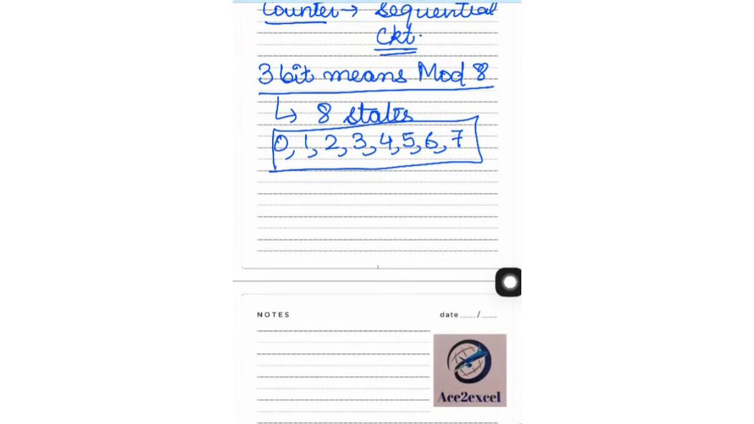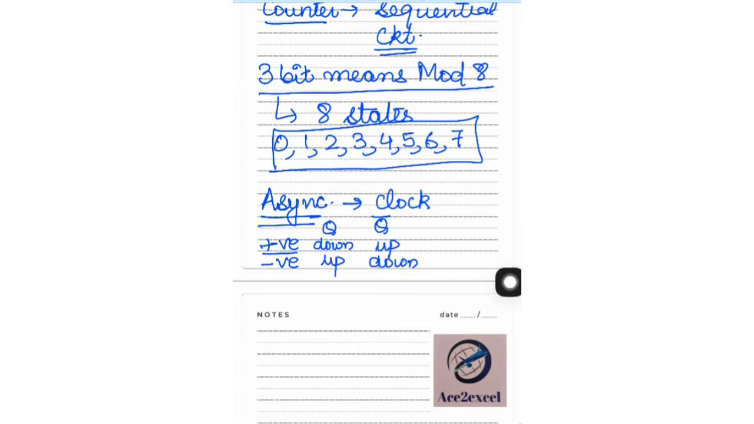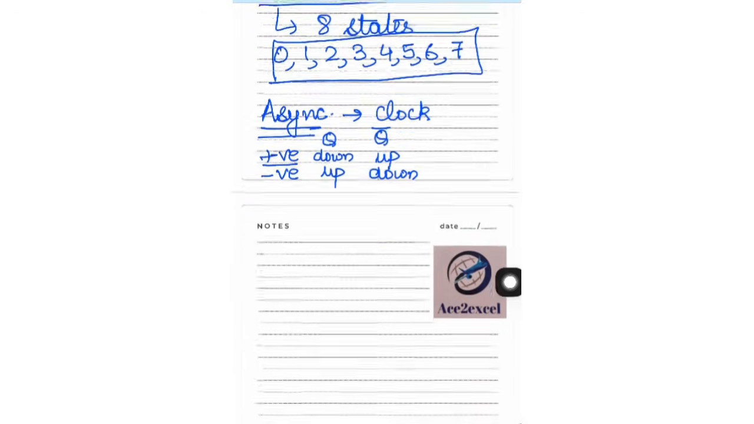Now, the next thing to be kept in mind is that we are using asynchronous. Asynchronous means the clock needs to be finalized. There are two types of clock, positive and negative. When I want to use positive clock, there are two types of outputs, Q and Q bar. Positive, positive makes down counter. Positive, negative makes up counter. Negative, positive makes up counter. Negative, negative makes down counter. So we'll be using negative clock pulse to design the counter.